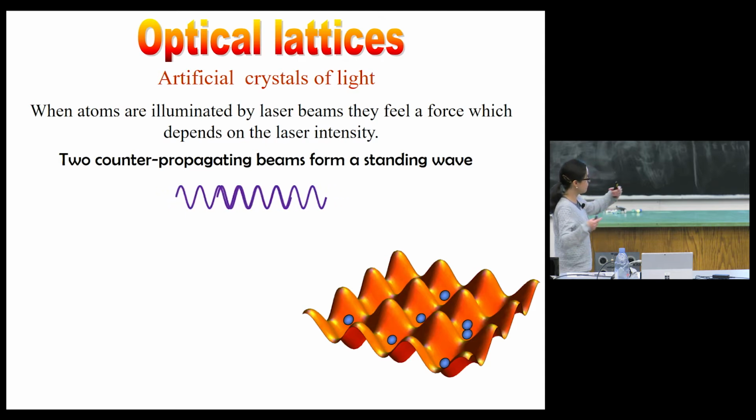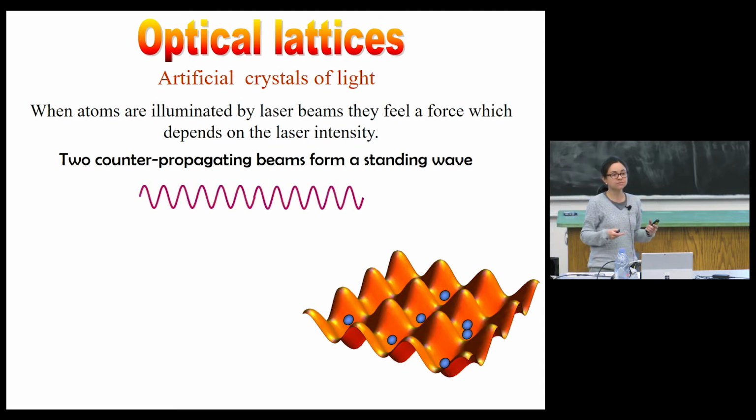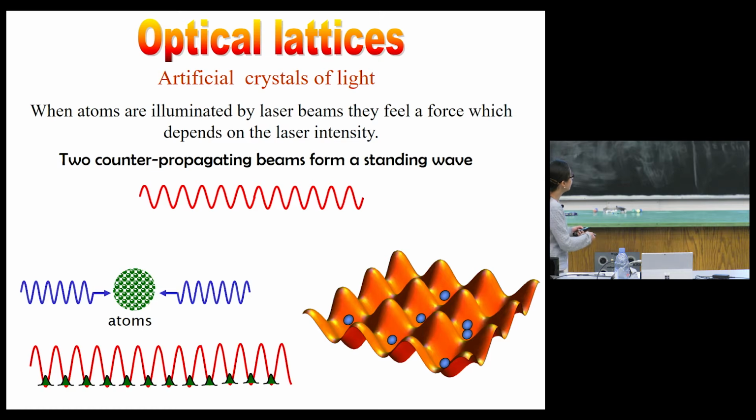And if we use two counterpropagating beams, you know that they can form a standing wave. So this is the type of potential that the atoms are experiencing, and therefore they can get trapped in these wells. And with that, for example, we can resemble the behavior of electrons in a solid-state crystal. So the advantage here is that this periodic potential is created by light.